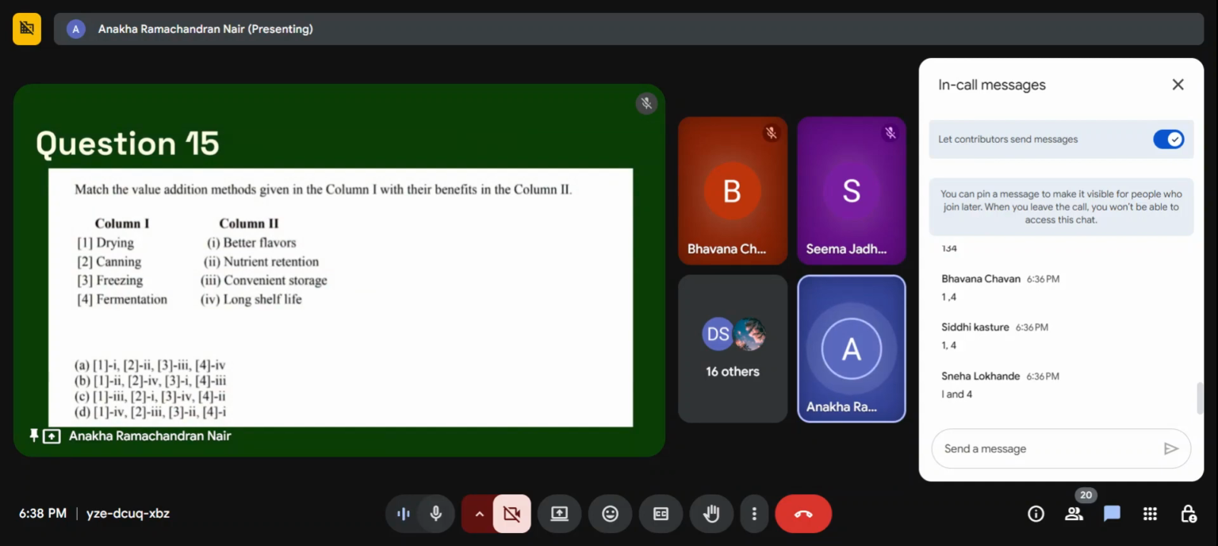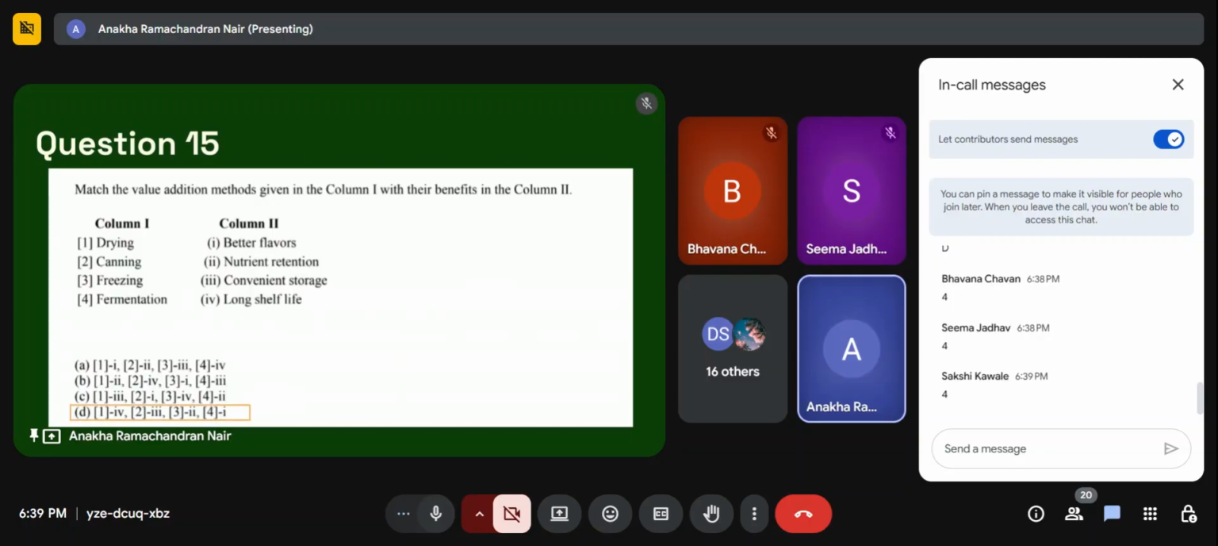Column 1 has methods that you use to add value to the products that you're going to sell. And column 2 is the benefits that come with these added methods, right? Column 1 is drying, canning, freezing, and fermentation. Column 2 is better flavor, nutrient retention, convenient storage, and long shelf life. So you have to match this correctly, and I can already see the answer, right? Most of you think it's option number 4 or D, and yes, that is correct.